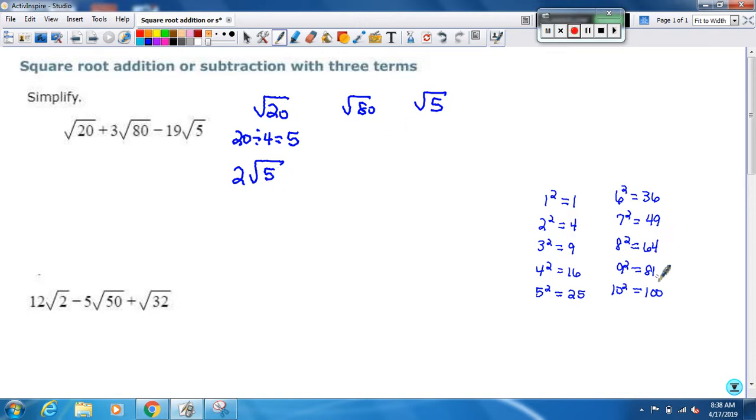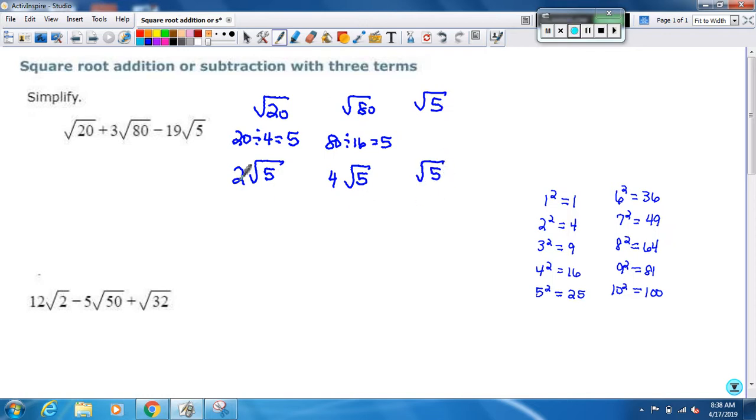The square root of 80, you've got to use a number smaller than 80. 16. 80 divided by 16 is 5. And since you used 16, you put the 4 out front. And then this one is just the square root of 5.